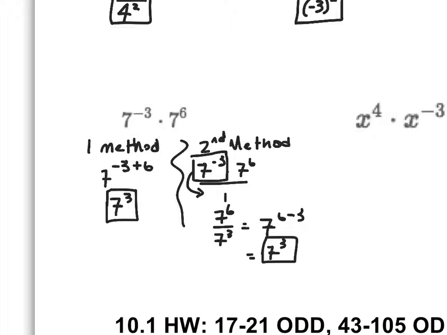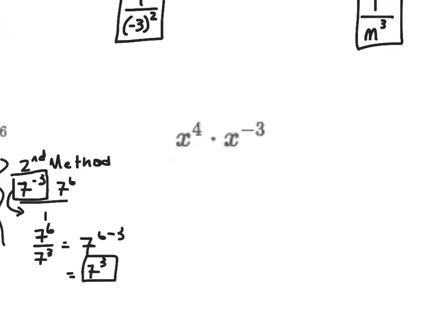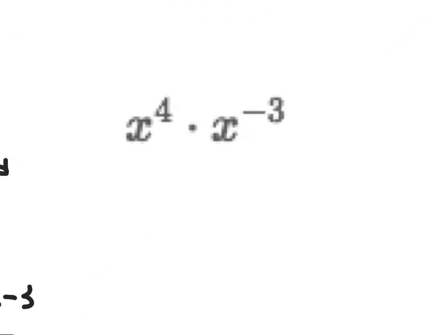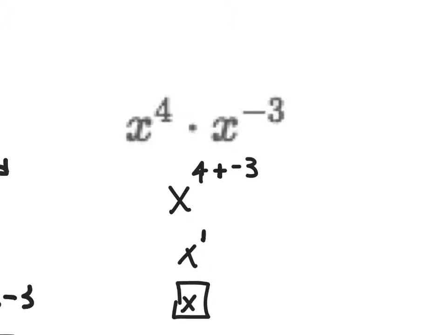Now, on this, obviously the first method is a little bit easier. These problems will get a little bit more tricky, and you'll have to use a bunch of different methods within one to get the same thing. So it kind of just depends. Okay, let's look at this example. I'm just going to do one method. I'm going to do x to the 4 plus negative 3 power, which is going to give me just x to the first, which is just x, and that's it.